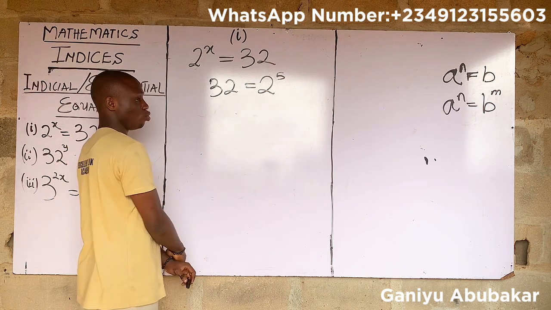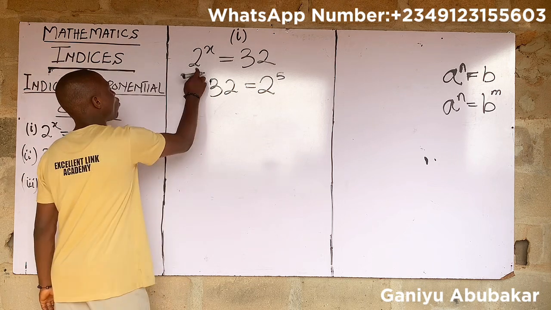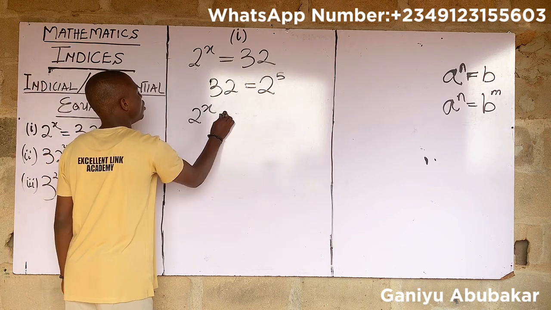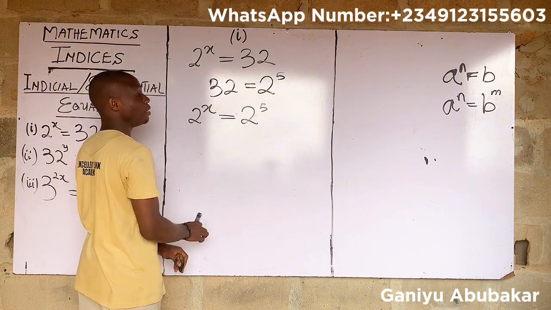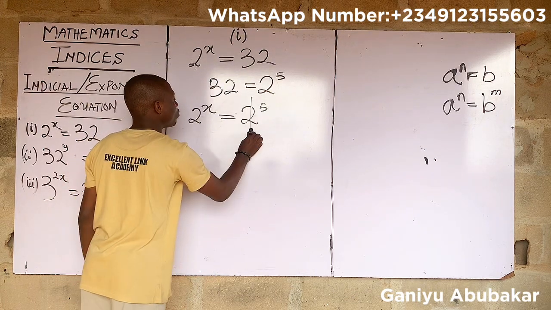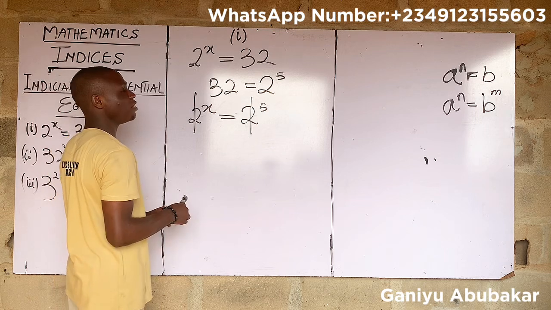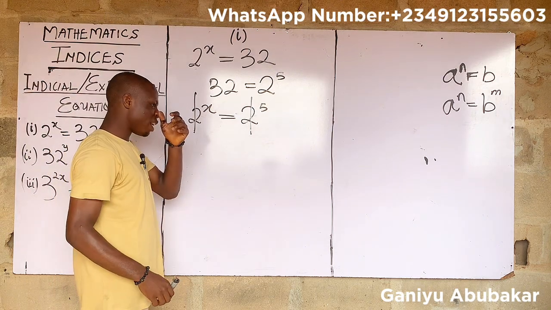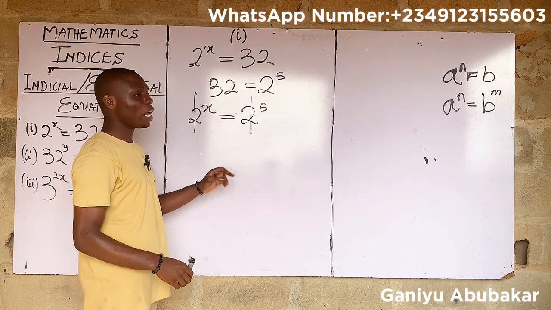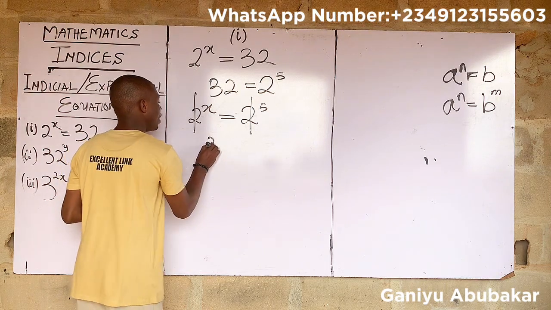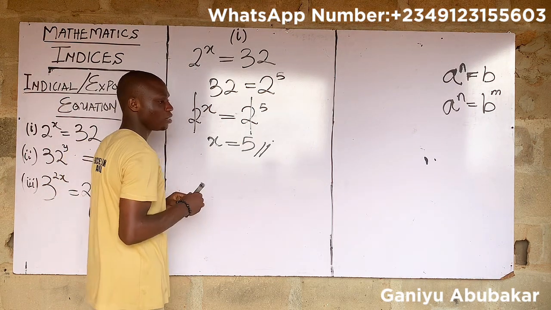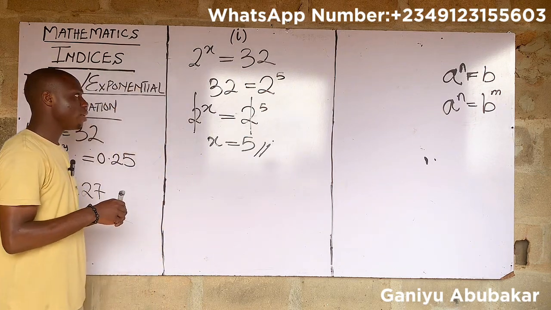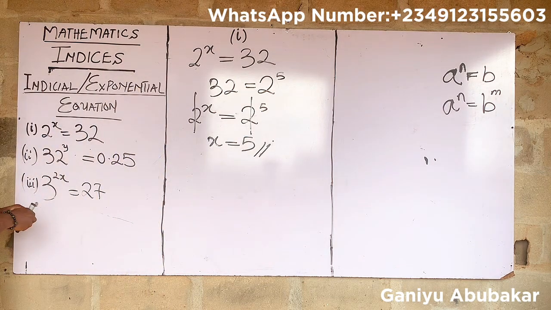So 32 gives 2 to power 5. I'll go back to 2 to power x being equal to 2 to power 5. This and this are still the same base, so this will cancel this. When I have the same base with an equal sign between them, it will cancel out. So what's x here? x is equal to 5. That's how to solve this particular initial equation.